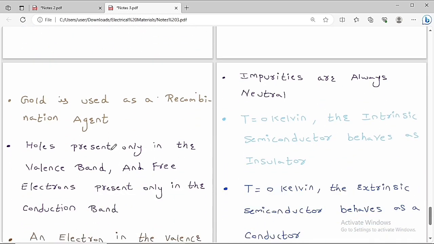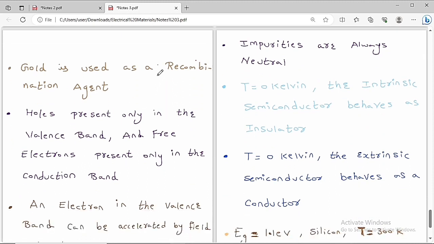Okay. The next point is gold, which is basically used as a recombination agent. Why? Whenever we use gold in semiconductors, recombination happens: electrons from the conduction band come very fast to the valence band. Because of that, the electron hole pair disappears. That is the reason we say it is used as a recombination agent. It can make recombination occur very fast, so in less time the electron hole pair disappears. Okay. Whenever the electron comes from the conduction band to the valence band, definitely it is going to liberate energy. Okay. Now the next concept is here.